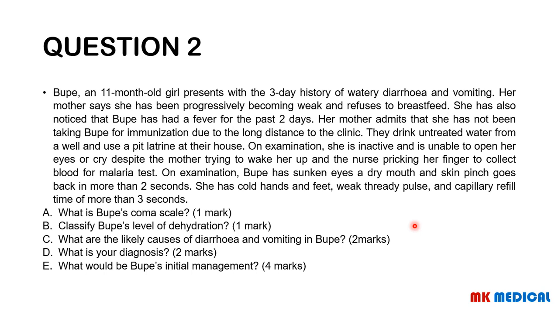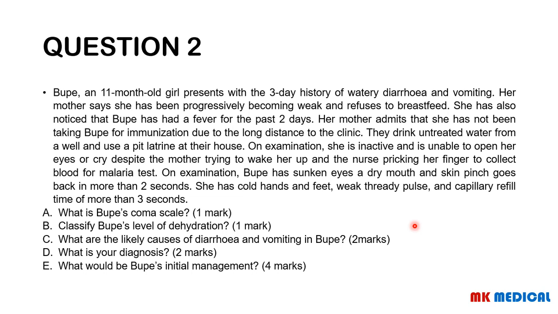They drink untreated water from a well and use a pit latrine as their toilet at their home. On examination, she is inactive and is unable to open her eyes or even cry, despite the mother trying to wake her up and the nurse pricking her finger to collect blood for a malaria test. On examination, Bupe has sunken eyes, a dry mouth, and a skin pinch that goes back in more than 2 seconds. She has cold hands and feet, a weak thready pulse, and a capillary refill time of more than 3 seconds.